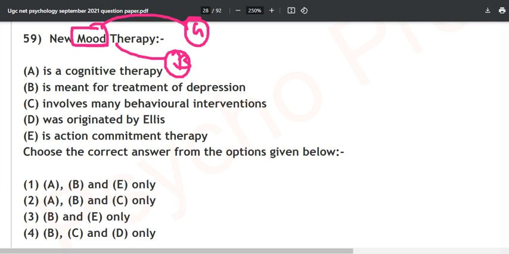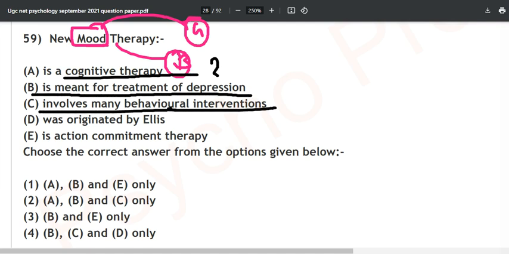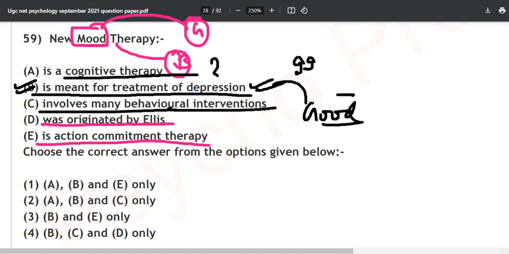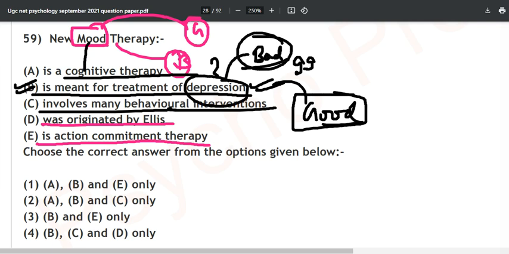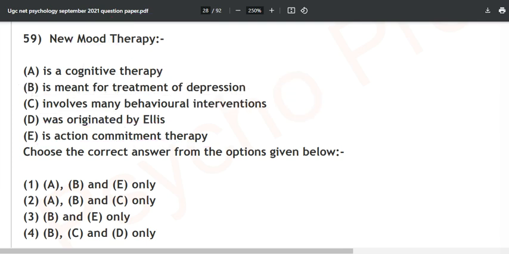Now the statements: it is a cognitive therapy, it is meant for treatment of depression, involves many behavioral interventions, was originated by Ellis, is acceptance and commitment therapy. After reading the second statement, you know it is meant for treatment of depression, and when you are depressed, 99.9% you are not in a good mood. So you can simply associate that this can be something related to new mood therapy, because in depression each patient will pretty obviously be in a bad mood or a bad phase. So option B is going to be the correct answer. There are many ways to solve this, but B is going to be the answer. You will find C, B over here, over here, over here. It means B is definitely the answer.